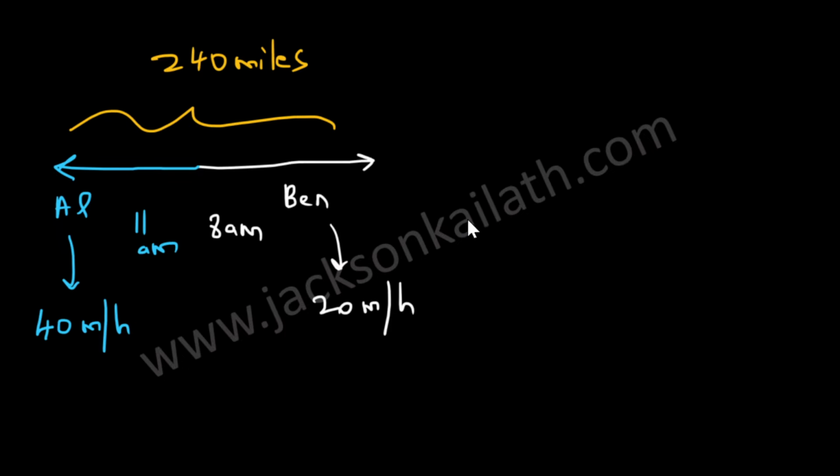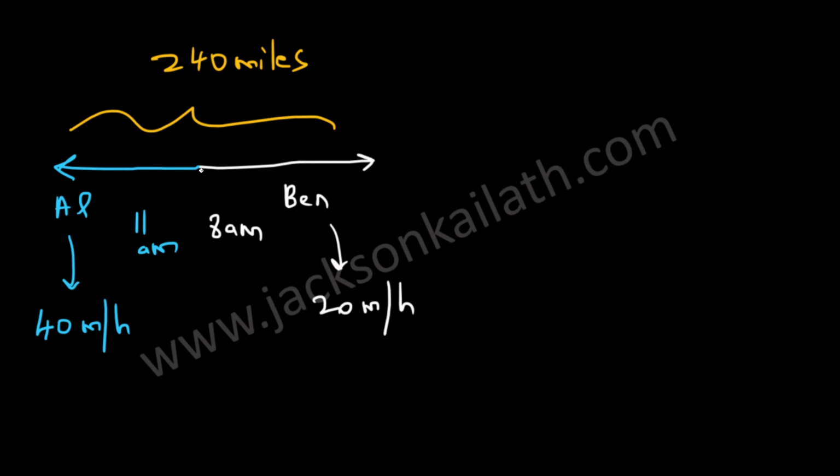In this question, we are given that there are two truck drivers. Let me call them A and B. Now, B, or Ben, is traveling due east and his average speed is 20 miles per hour. He's starting at 8 a.m. and Al is starting at 11 a.m. and he's traveling west and his average speed is 40 miles per hour. And at some particular time, the distance between them was 240 miles. Now we need to know what that time was. All right, so that's the question.